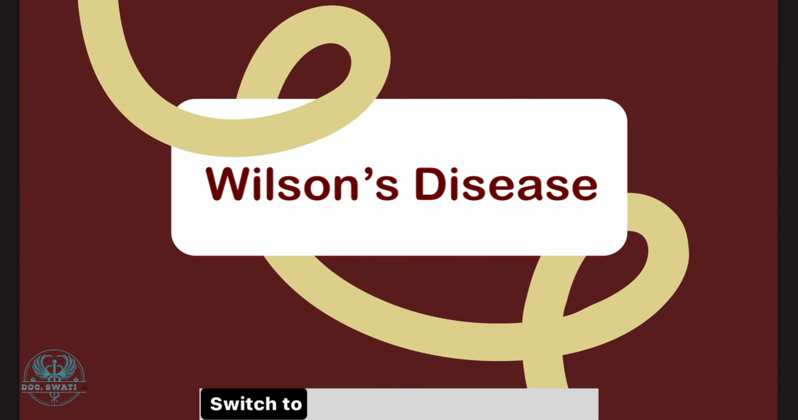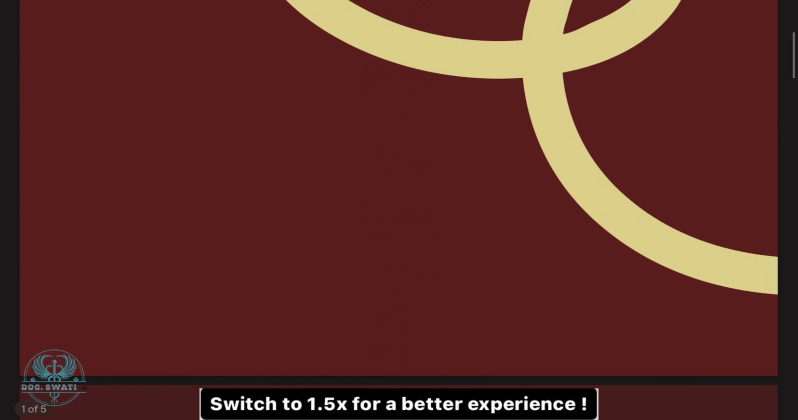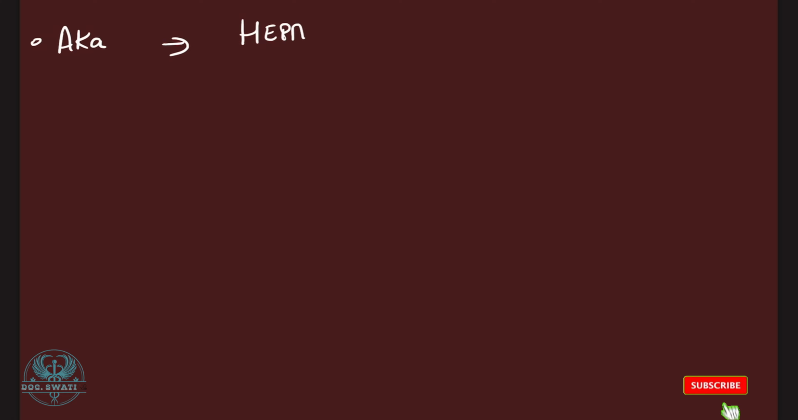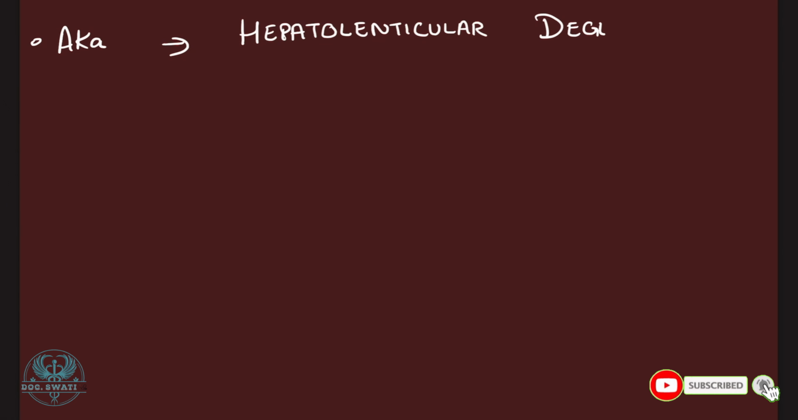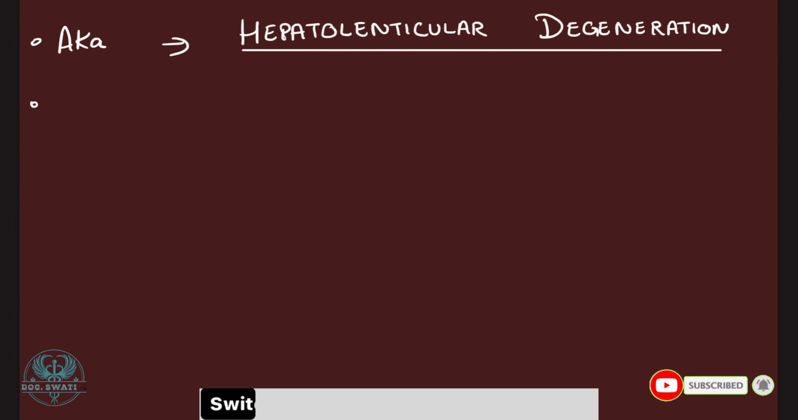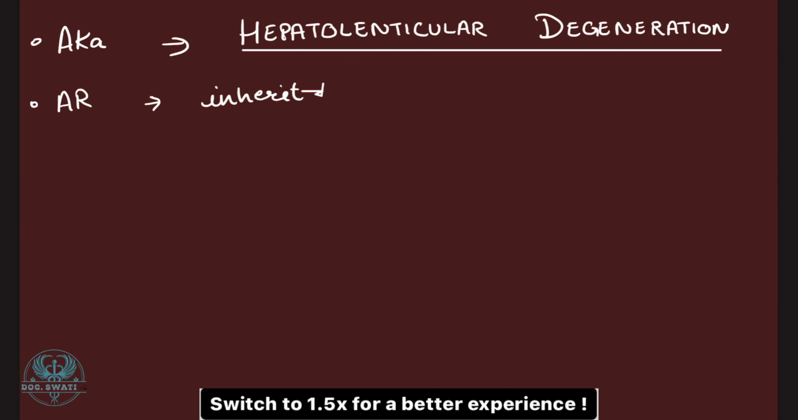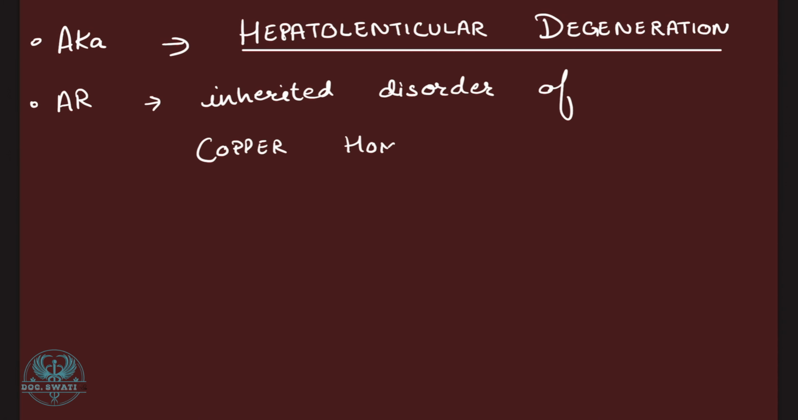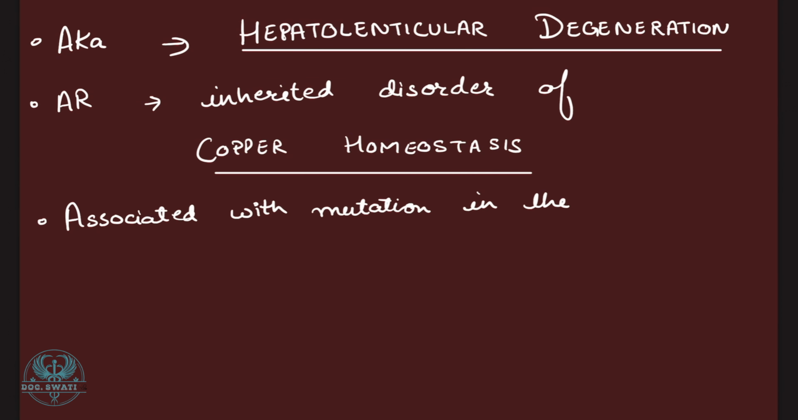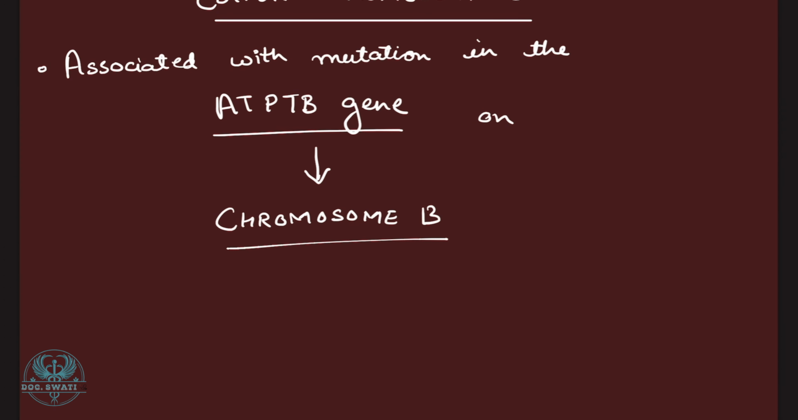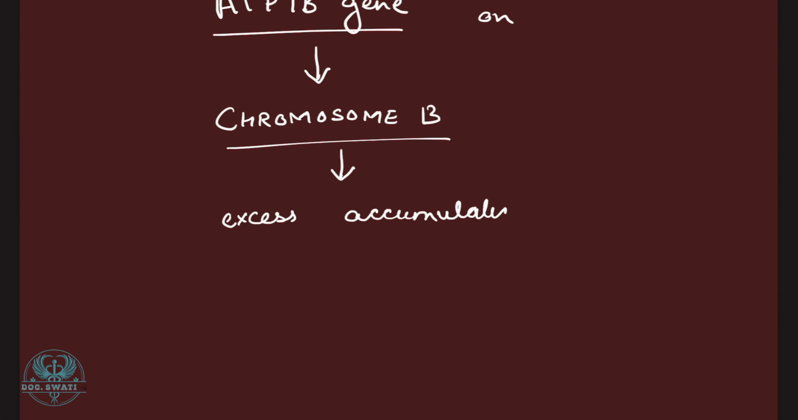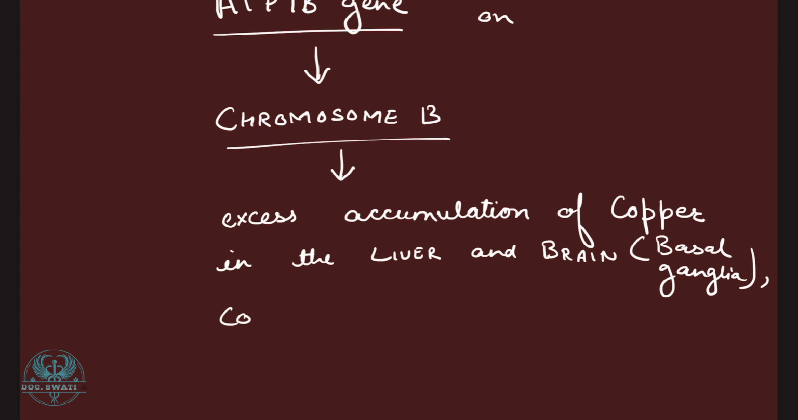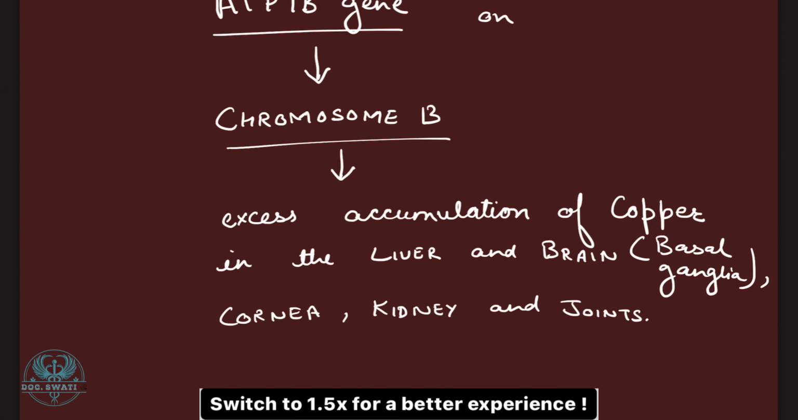So in our today's video, let's quickly talk about Wilson's disease. Wilson's disease is also known as hepatolenticular degeneration. It is an autosomal recessive inherited disorder of copper homeostasis. It is associated with mutation in the ATP7B gene on chromosome 13, which results in excess accumulation of copper in the liver and brain, to be very precise, basal ganglia, cornea, kidney, and the joints.